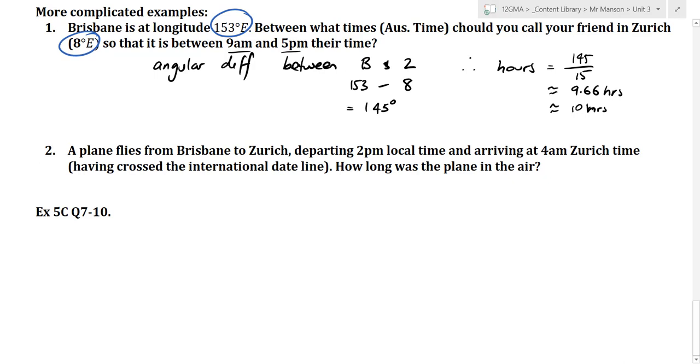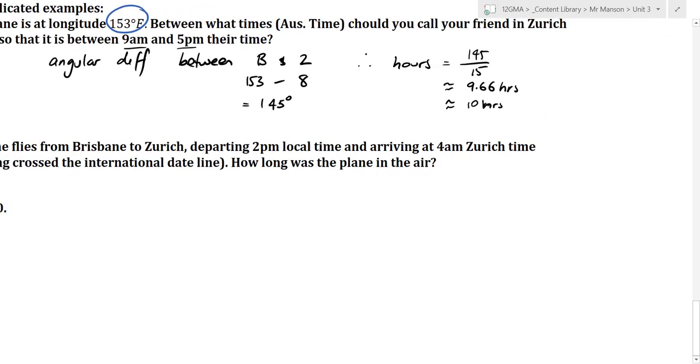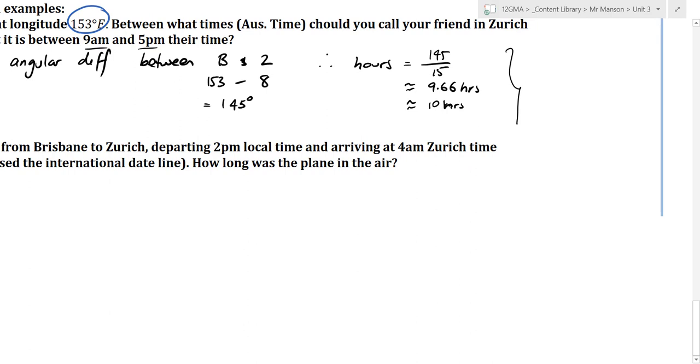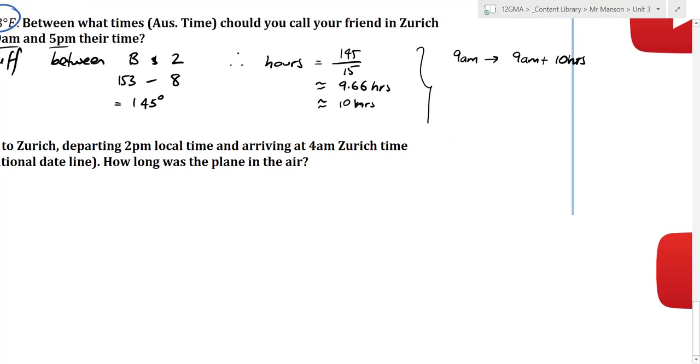Brisbane's on that. What time could you call your friend in Zurich? So it's between 9 a.m. and 5 p.m. And for lack of space, I'll move sideways a little bit. 9 a.m. in Zurich will be 9 a.m. plus 10 hours in Brisbane. 9 a.m. plus 10 hours, 9 plus 10 is 19, which is 7 o'clock. So you add the 10 and then subtract 12s until you get back down to a number between 0 and 12. So that is 7 p.m.